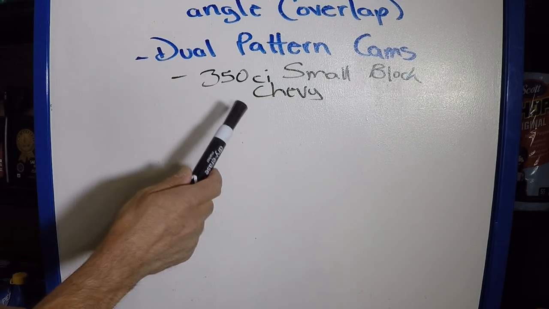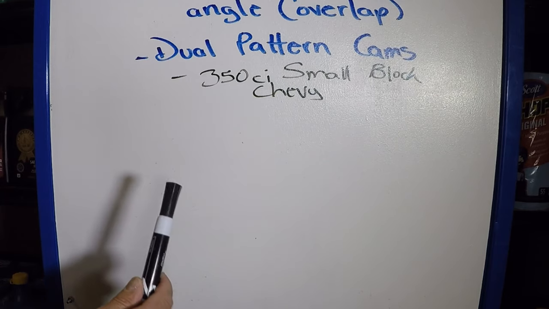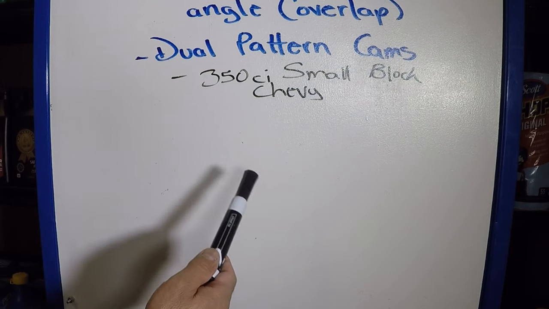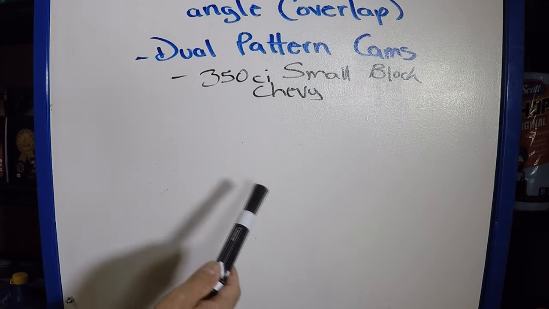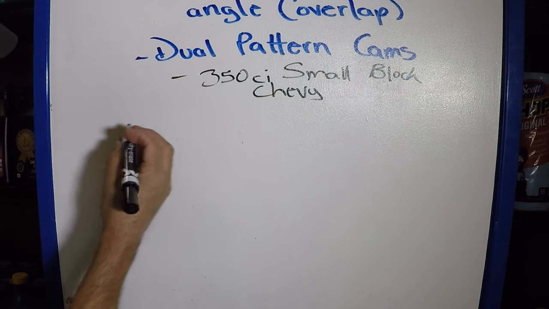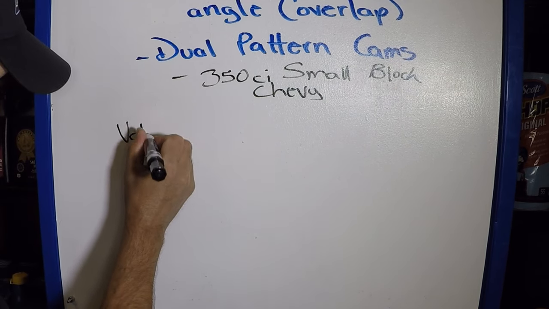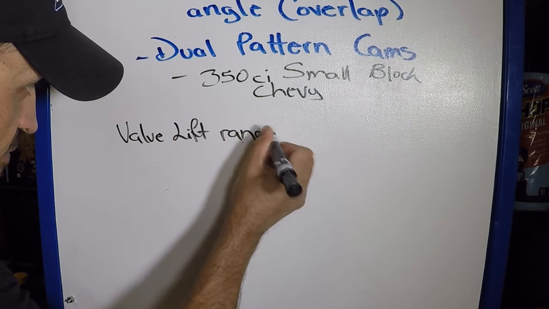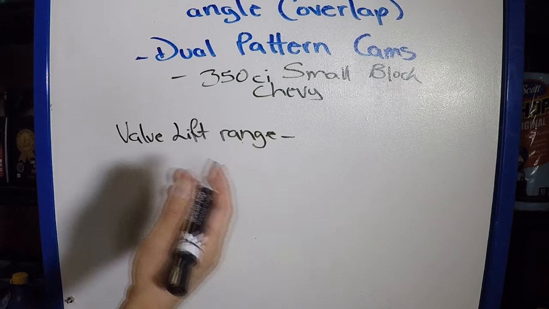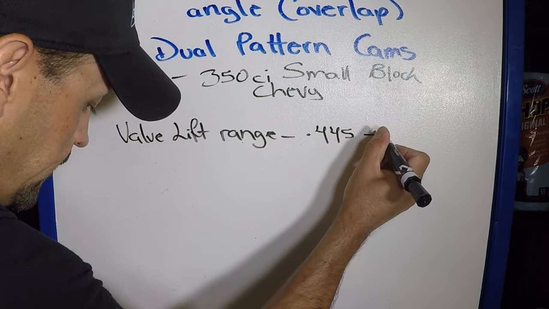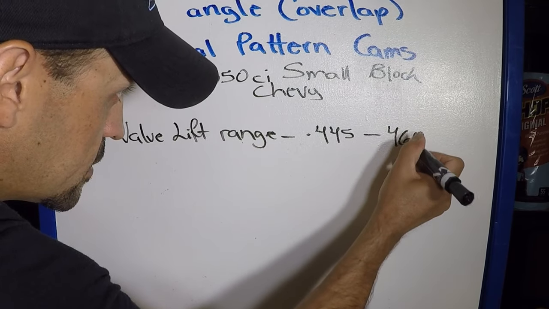So with that in mind, the camshaft needs to be very conservative so it doesn't ruin the low bottom end, and it gives you some performance, but it maintains good drivability and fuel economy. So let's see, what kind of specs should a camshaft have? Well, let's take a look. So when it comes to valve lift range, because it's going to be a range, every camshaft maker is going to have a different one. So it's going to be anywhere from 445 thousandths to 460 thousandths.